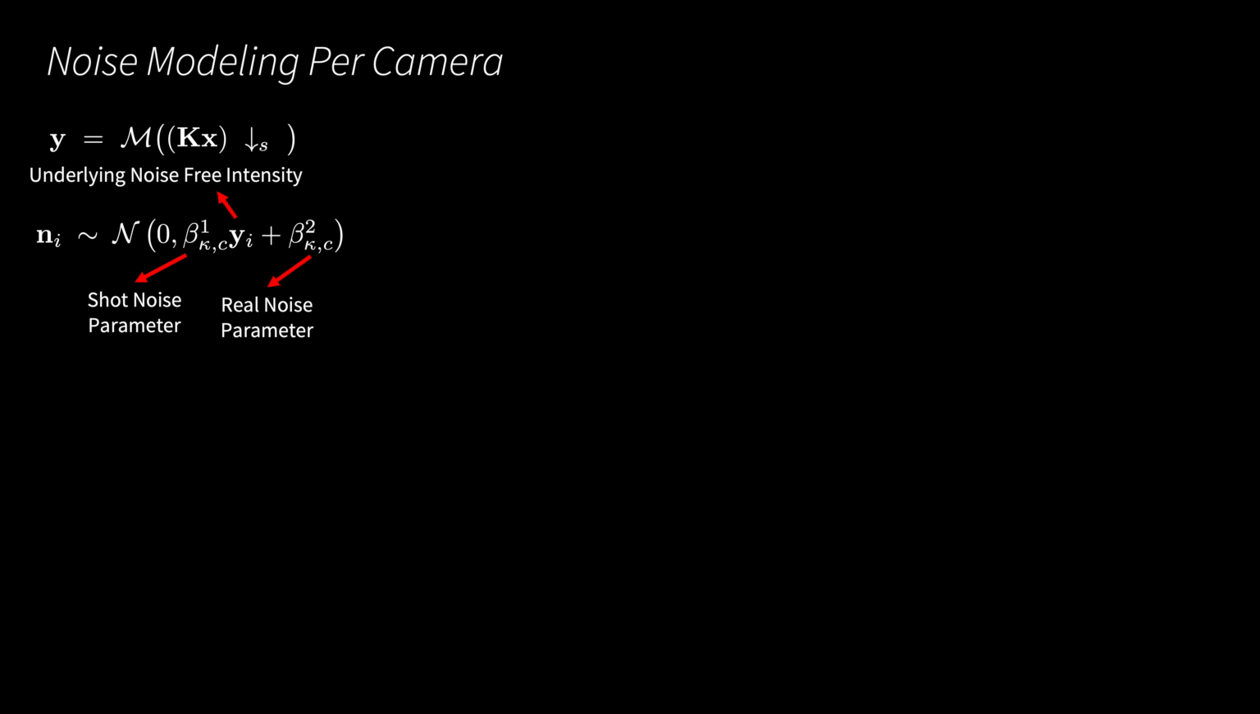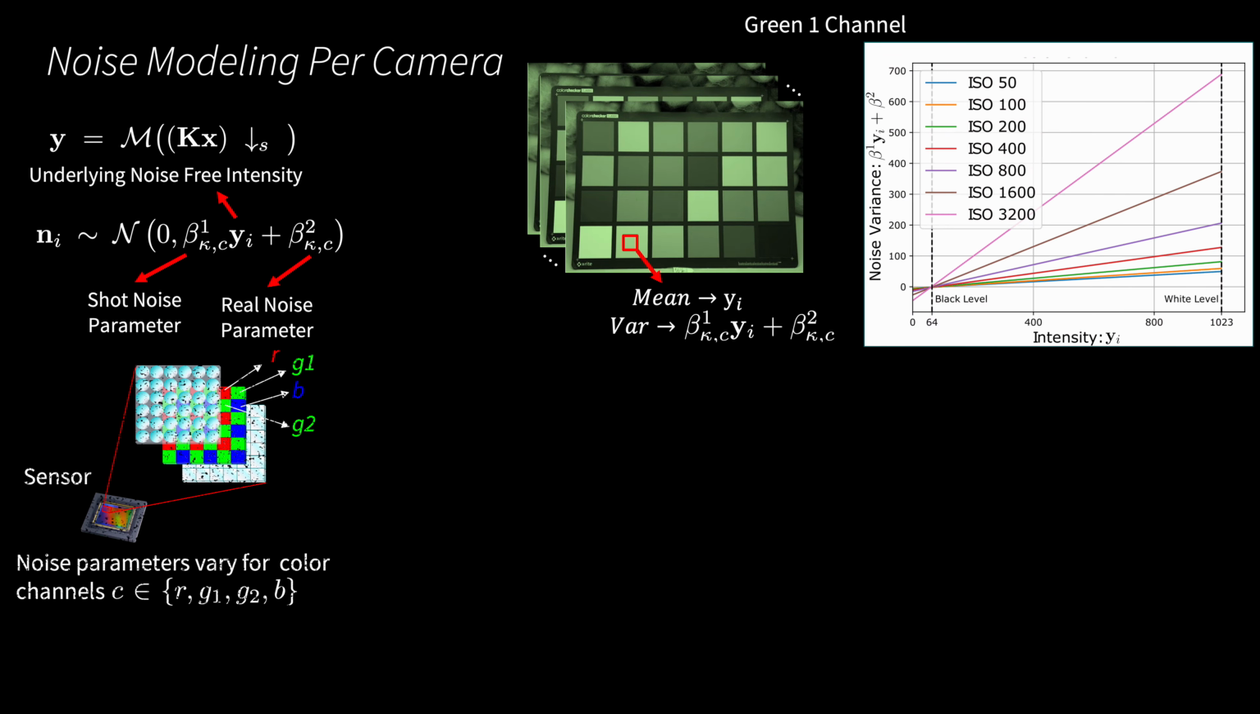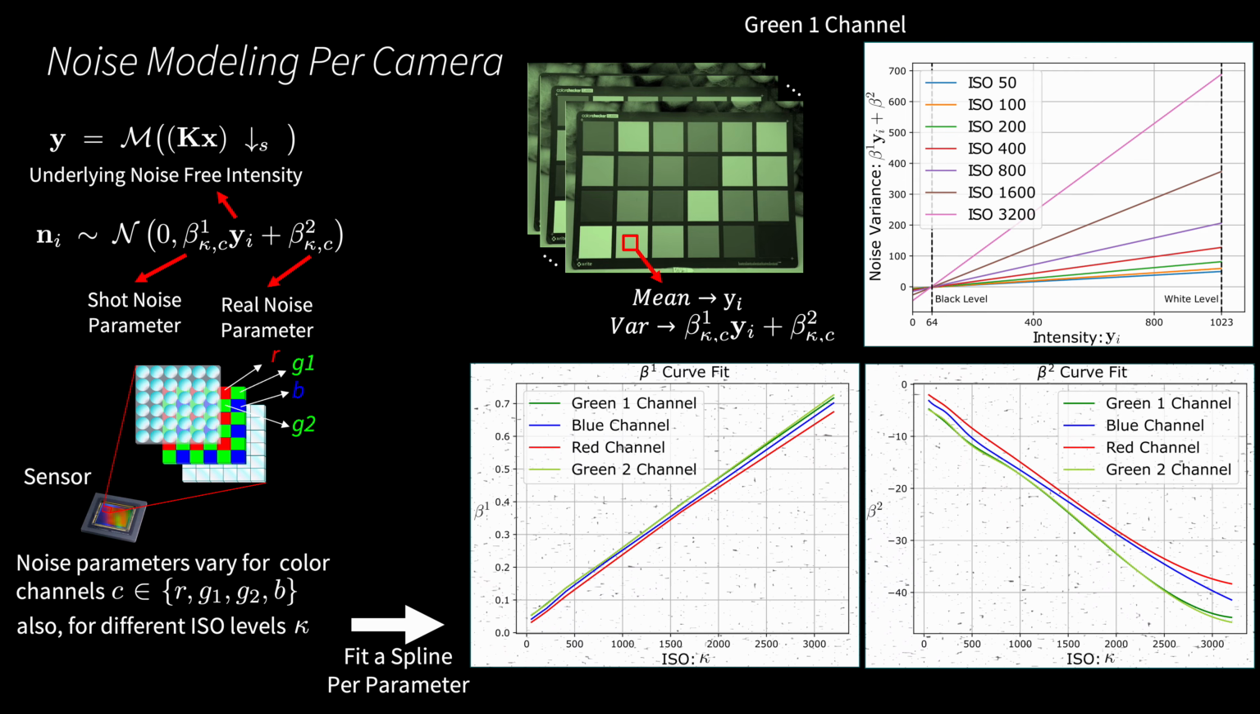For noise modeling, we use the heteroscedastic Gaussian model. Shot noise and read noise parameters are effectively calibrated using a color chart per sensor color channel. Also, noise depends on the ISO level, so we calibrate noise parameters for a set of ISO levels and fit a spline curve to each parameter to infer the parameters for uncalibrated ISO levels.